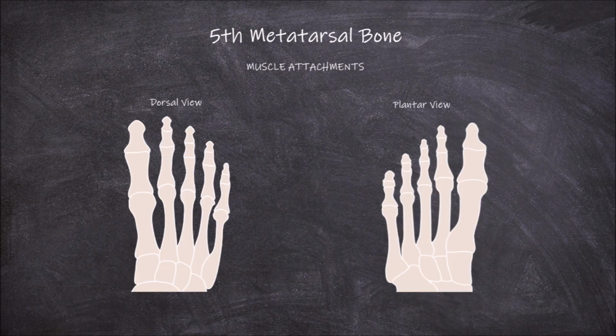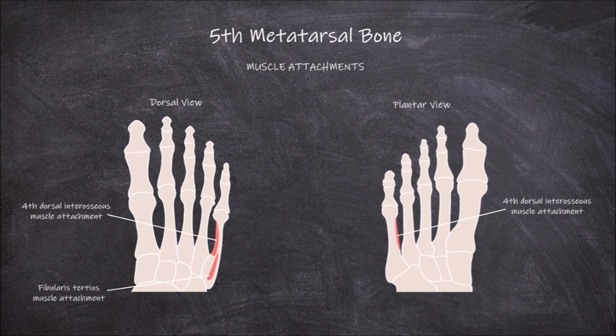Seven different muscles attach to parts of this bone. The lateral head of the fourth dorsal interosseous muscle attaches to the medial surface of the shaft of this bone. The tendon of the fibularis tertius muscle attaches to the medial side of the dorsal surface of this bone. The tendon of the fibularis brevis muscle attaches to the tuberosity of this bone.